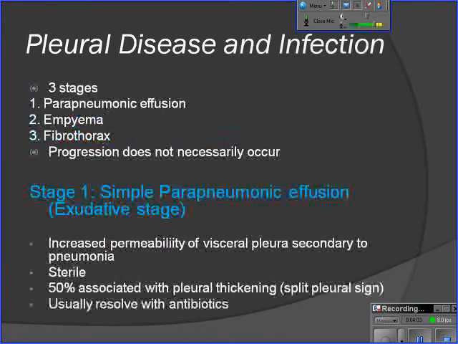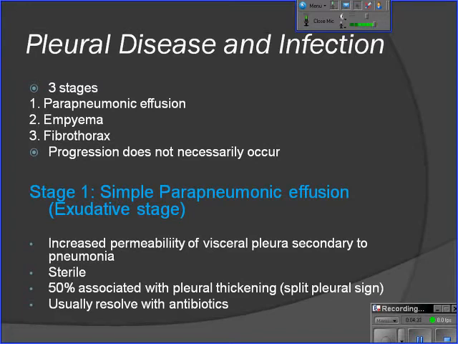There's one source that I read that I thought organized things well with regards to infection and pleural disease. They talked about 3 stages. The first is what we would consider a simple peripneumonic effusion. Second would be an empyema, and the third stage is compatible with fibrothorax. And they stress that you don't necessarily have progression through all 3 stages with regards to infection, but it's a nice way of characterizing them.